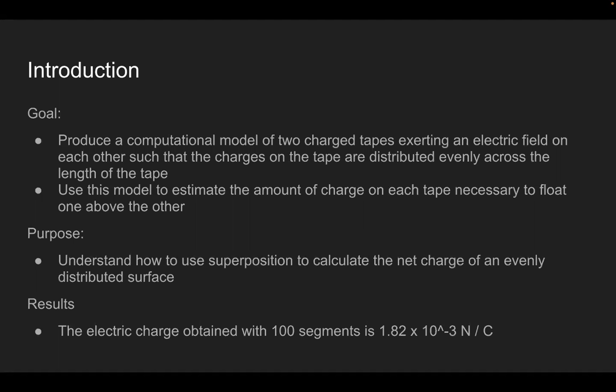So the goal of this lab is to basically produce a computational model of two charged tapes exerting an electric field on each other such that the charges on the tape are distributed evenly across the length of the tape. We'll use this model to estimate the amount of charge on each tape necessary to float one above the other. The purpose of this lab is to understand how to use superposition to calculate the net charge on an evenly distributed surface. The results of this lab are that the electric charge obtained with 100 segments is 1.82 times 10 to the negative 3 newtons per coulomb.